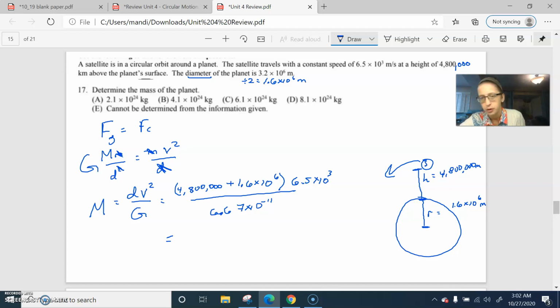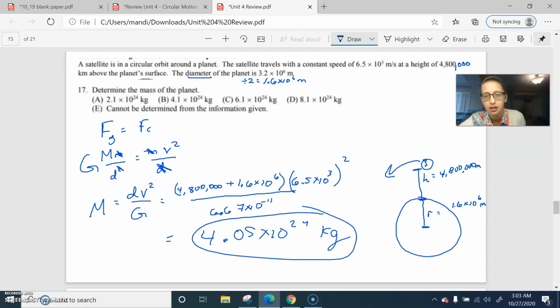Okay, so if we do 1.6 E6 plus 4,800,000 times 6.5 E3 divided by 6.7 E negative 11, you get the wrong answer. I did it again. Oh, you gotta square your velocity, times 6.5 E3 again. So I got 4.05 times 10 to the 24th kilograms. Yeah, that's the way.